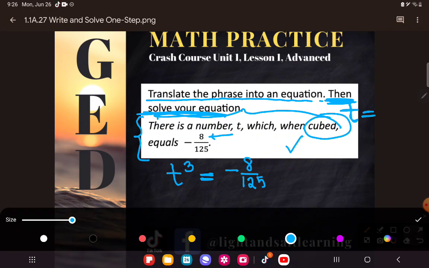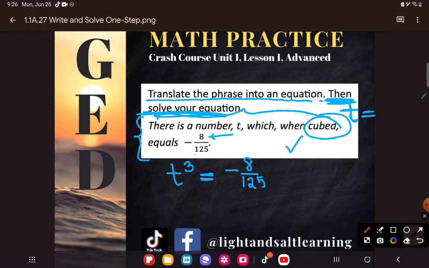Now, a lot of students would say to me right now, Kate, T is by itself. And I would say, no, it's not. Take a look. We have this little cube we need to get rid of. Well, and then a lot of students also forget how to get rid of a cube. Remember, we always use opposites. So what's the opposite of a power? The opposite of a power is its root or radical.